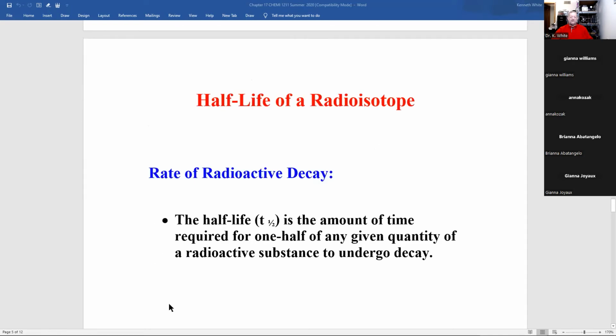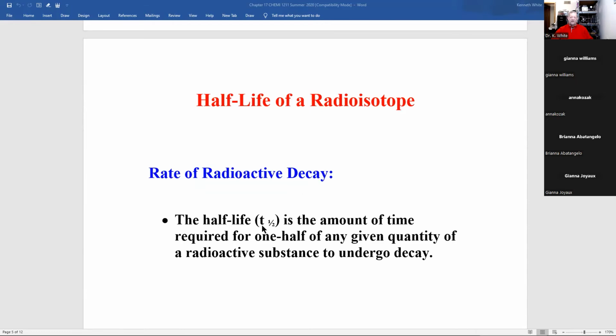All right. This is something you should know about, and that's the half-life of a radioisotope. The rate of decay, that's called the half-life.